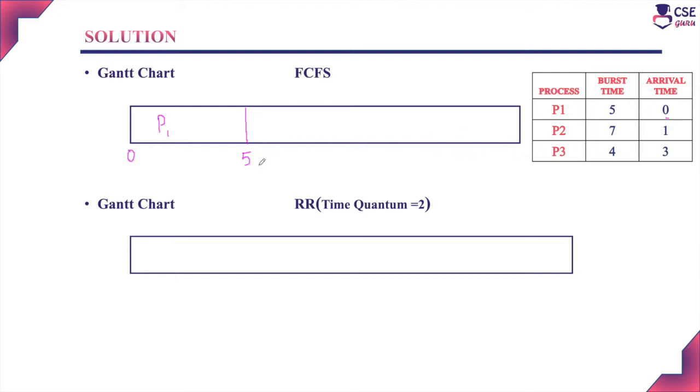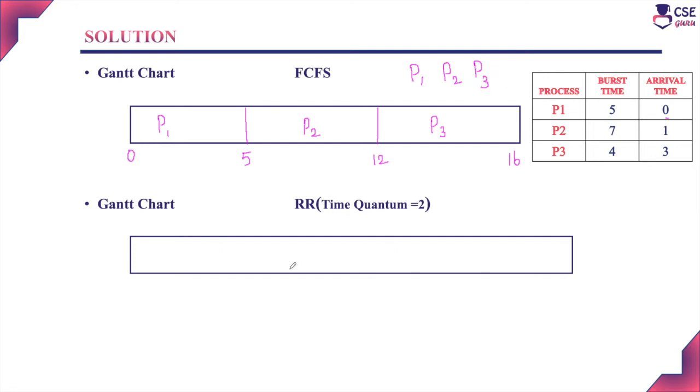At the time of 5 milliseconds, processes P2 and P3 will be available in the ready queue. And the next process in the ready queue is process P2. P2 will execute with the CPU for 7 milliseconds. Totally it is 12. And the next process is process P3 and the execution time is 4 milliseconds. So totally it is 16. So in FCFS, the process executing order is: first process P1 will complete its execution, next process P2 and next it is P3.